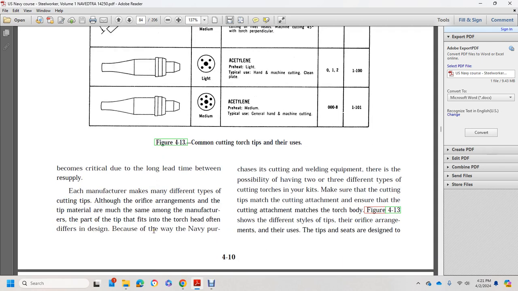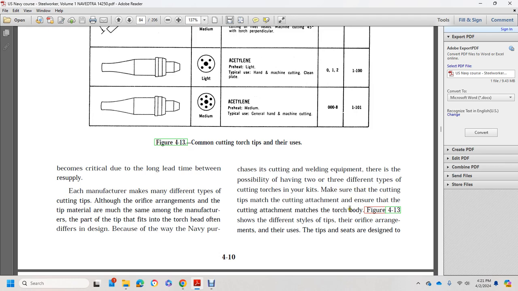Becomes critical due to the long lead time between resupply. Each manufacturer may have a different type of cutting tip, or a different arrangement for the material. Some of the manufactured parts of the tip of the torch head are often designed to cover the purchase of the cutting and welding equipment. If there's a possibility of having two or three different types of cutting torch in your kits, make sure the cutting tip matches the cutting attachment.